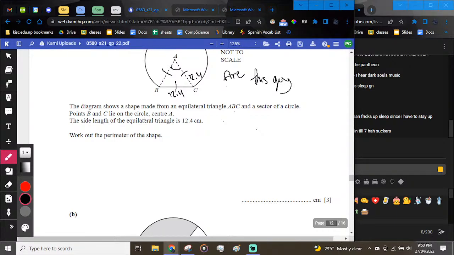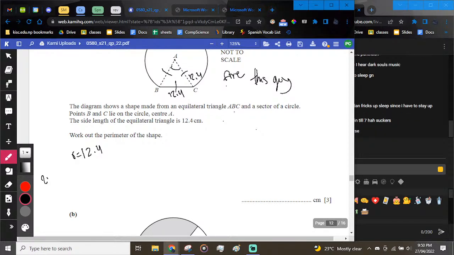Life. Okay. Radius is 12.4, so 2 pi r, 12.4 times 2 pi. This gives us our circumference, which is 77 point something. When you're calculating, you want to keep it accurate, so I use two decimal places.